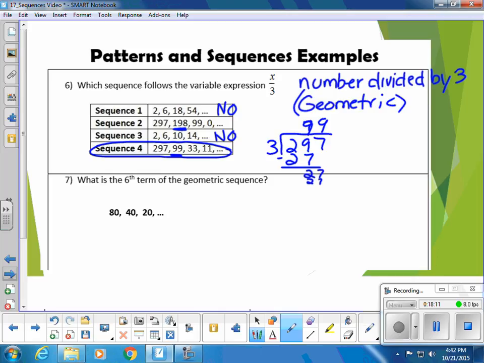And this next one is the type you're going to see the most often. They're going to say, what is the 6th term of a what kind of sequence? If it's geometric, we know that means multiplying or dividing.